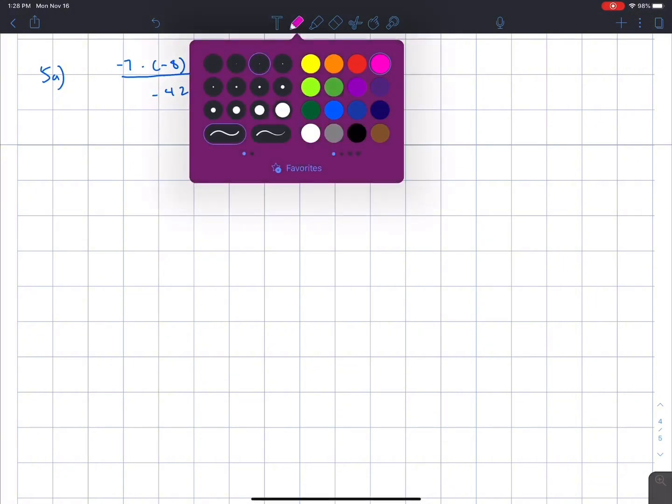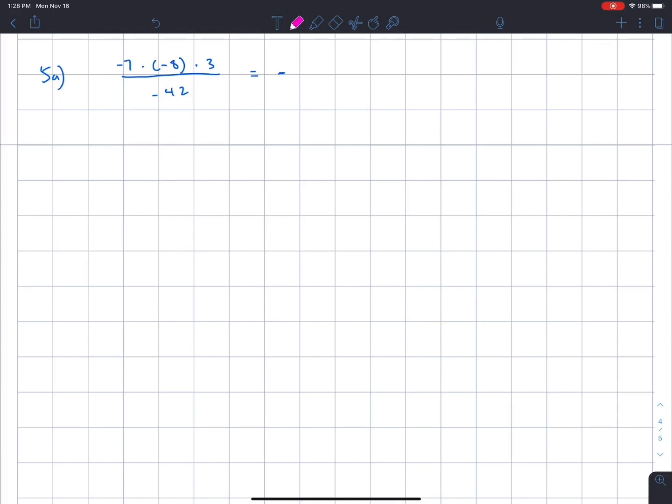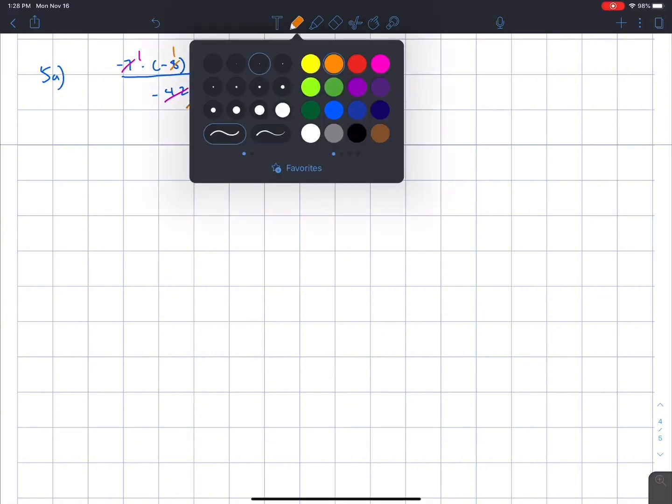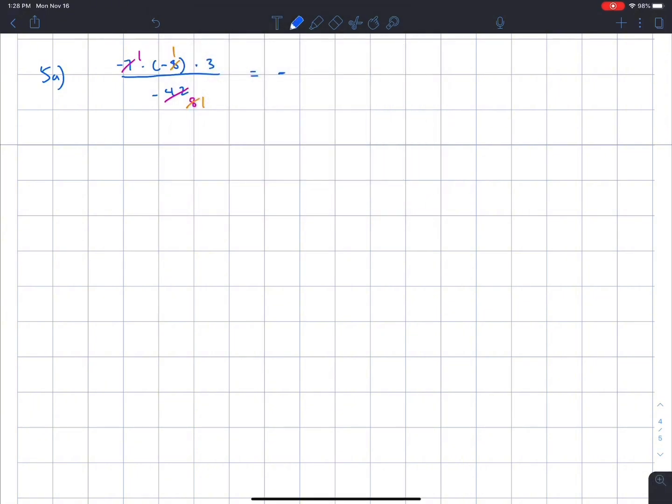And then next, I can try to simplify. Divide this by 7 to get 1, divide 42 by 7 to get 8. I can divide 8 by 8 to get 1, divide 8 by 8 to get 1. So my final answer is just 3 over 1, which is the same as just 3. Anything divided by 1 is itself.